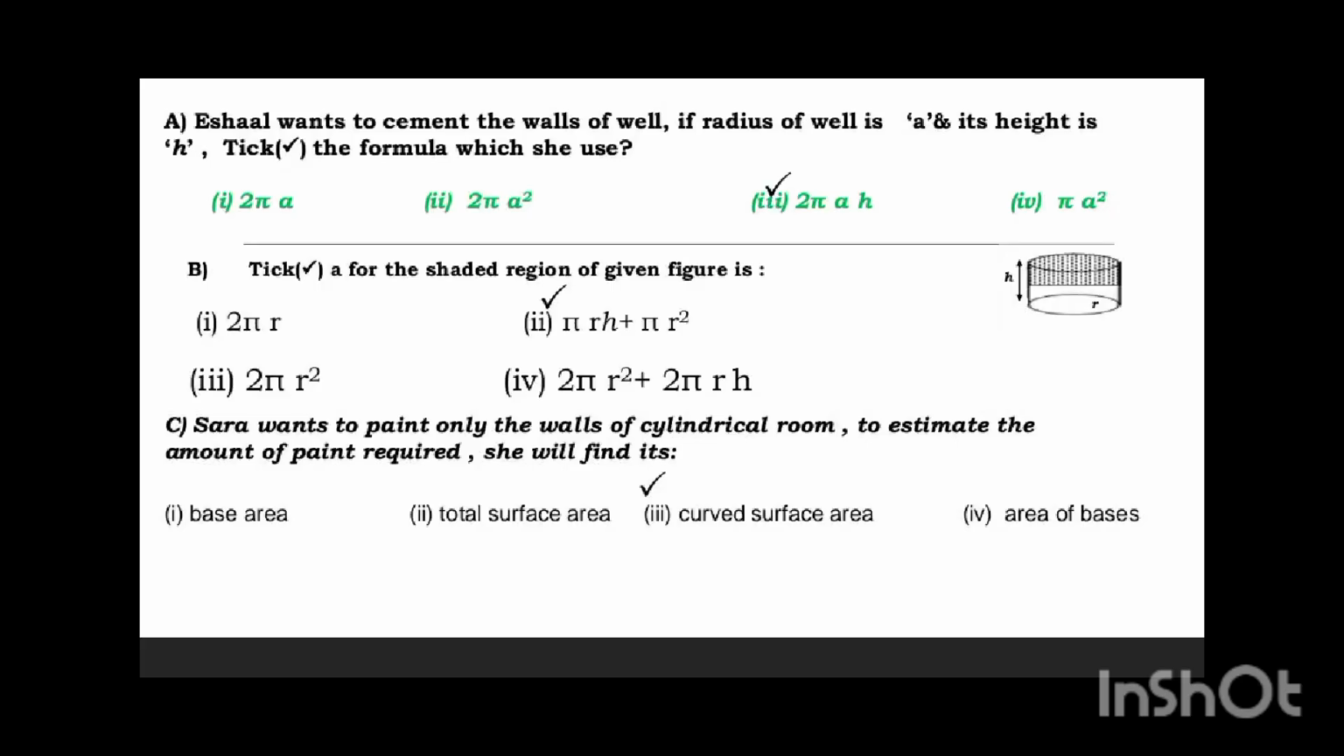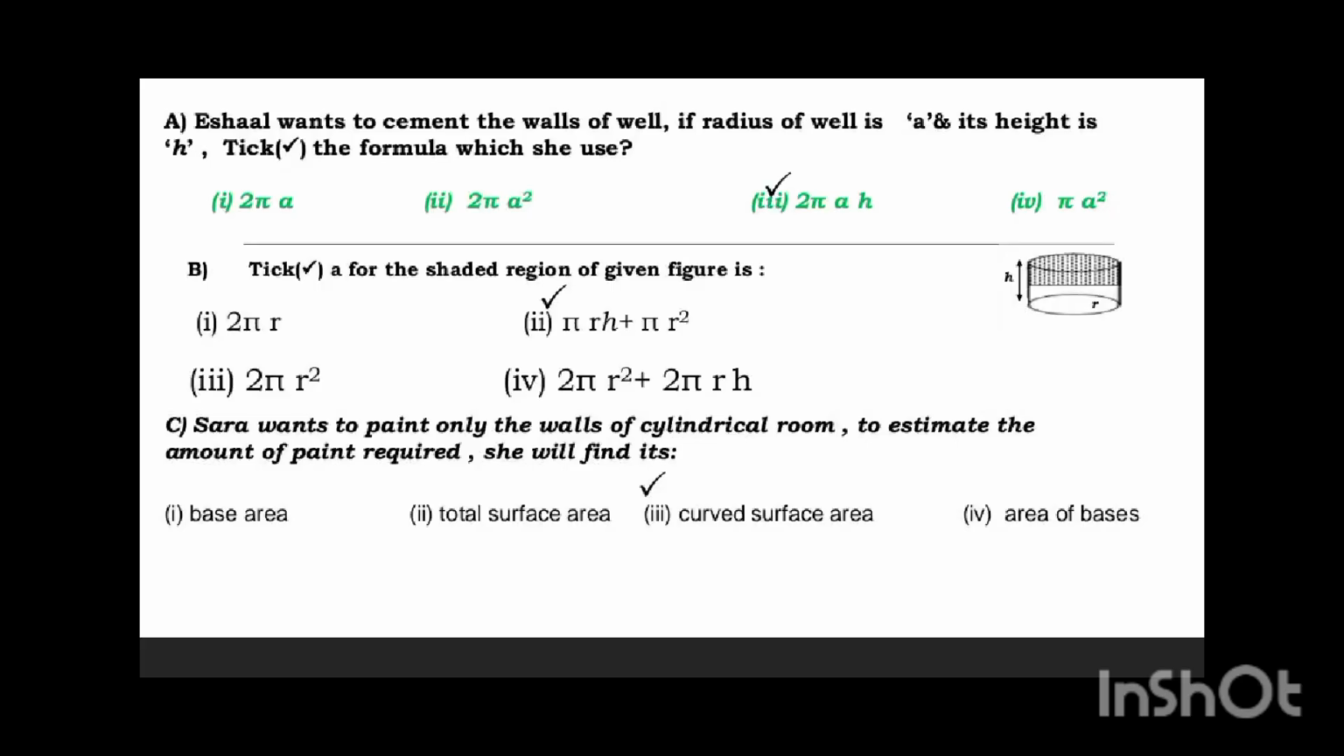Now tick the formula for the shaded region of the given figure: pi r square, 2 pi r square, pi r h plus pi r square, or 2 pi r square plus 2 pi r h. It's the third one. Why? Because it is half shaded. Here there is one base area, that is pi r square, plus, since half is shaded, we're not going to take 2 pi r h, we're going to take pi r h.